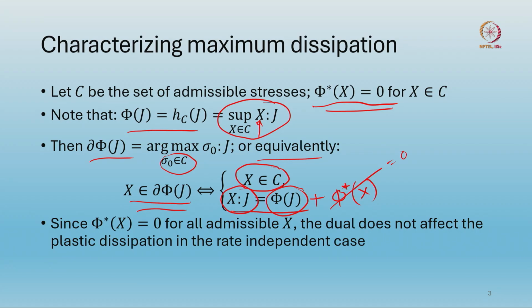Recall that the Fenchel-Young inequality tells us that x inner product j has to be less than or equal to phi j, because phi star is 0. So, the maximum value is equal to phi j, correct. So, please recall that the maximum dissipation principle is a requirement of the basic mathematics of convex analysis.